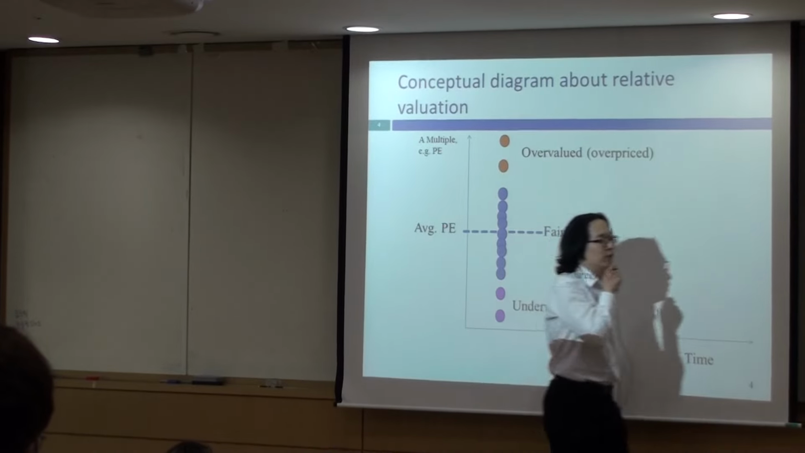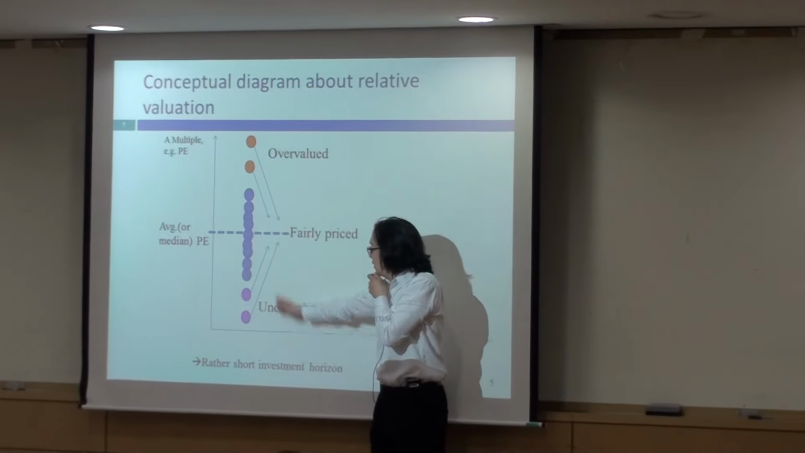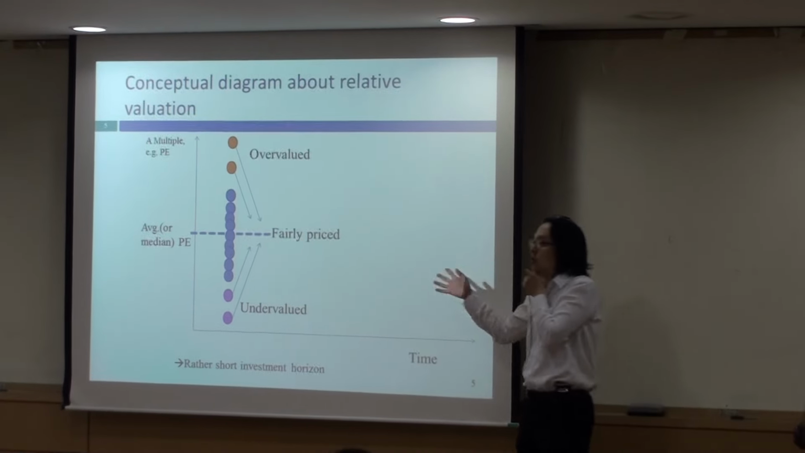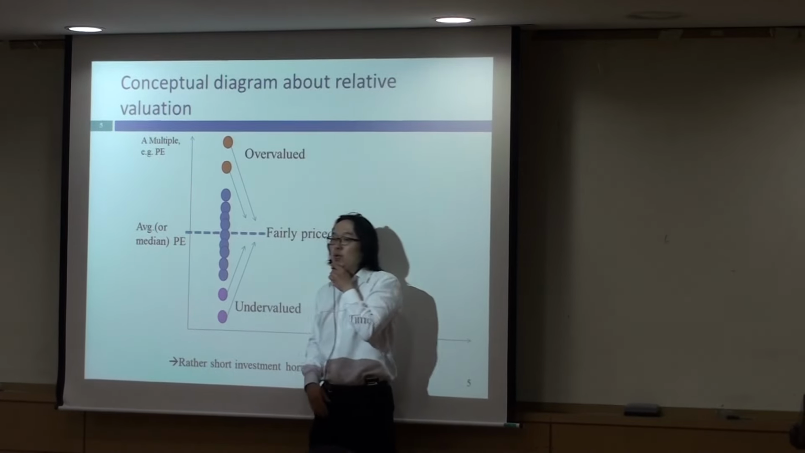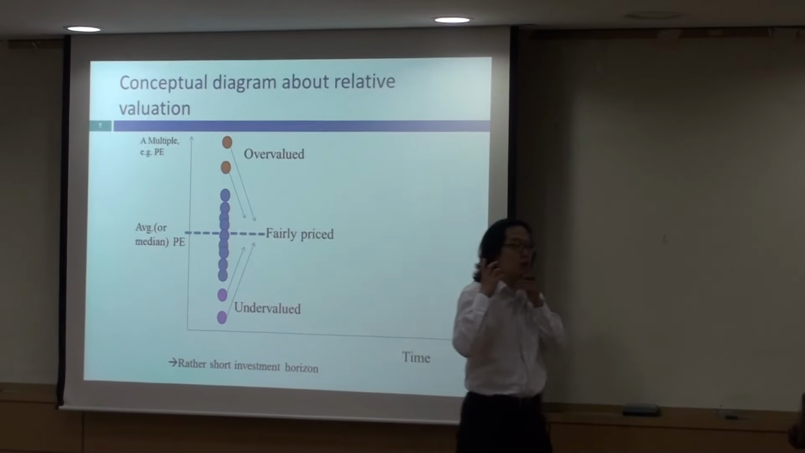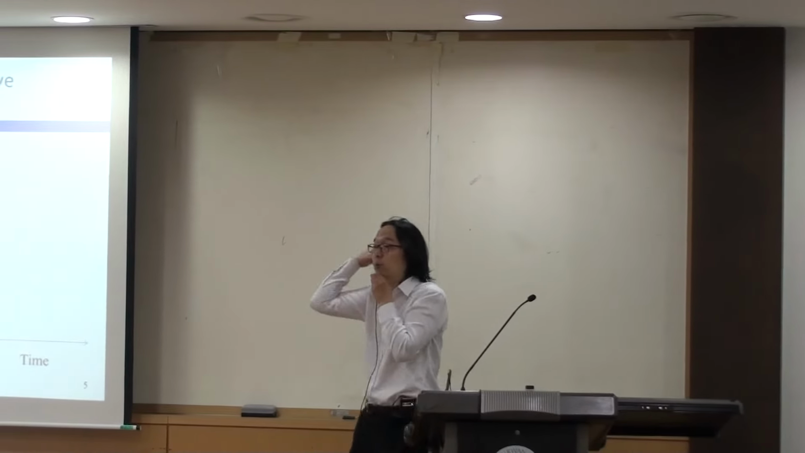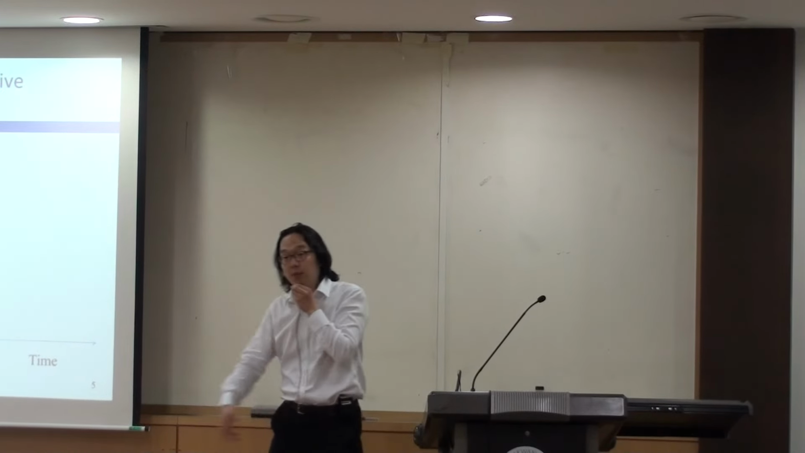And then within a short period of time, it will converge to the efficient level, like this. What's the time horizon? Maybe 1 month or 2 months, we don't know. But usually a shorter investment horizon. So relative valuation works better for hedge funds or short-term investors, whereas DCF valuation is better for Warren Buffett kind of long-term investors or private equity managers, right?